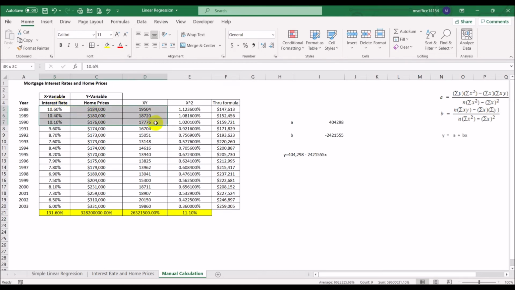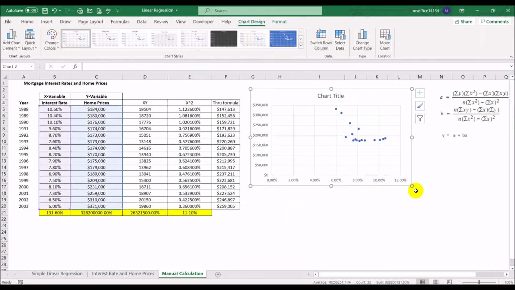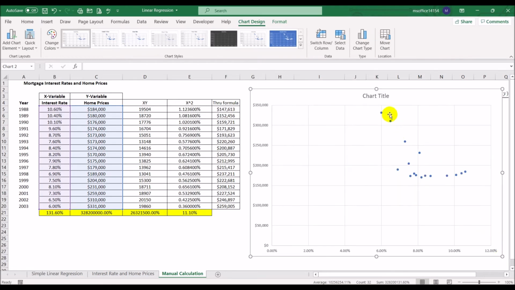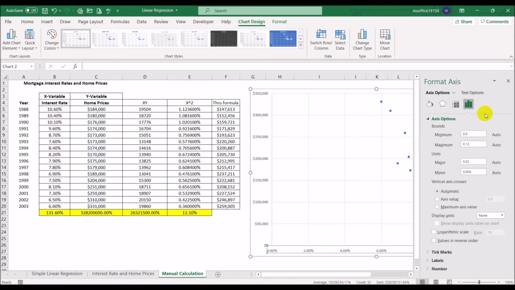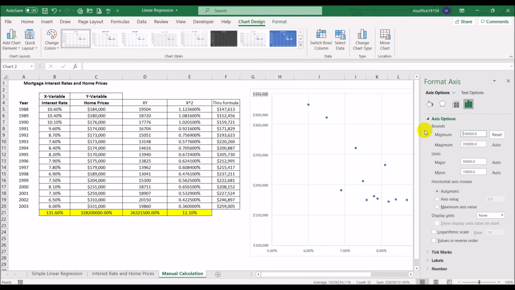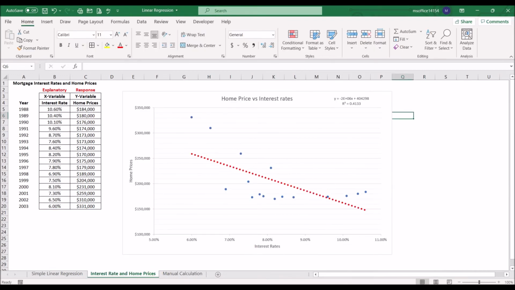Now what we'll do is go ahead and let me just plot these two first. I don't need this chart title, and we had decided that we will start this from 5%, and this we will start from 100,000. Okay, so that is the graph that we have over here without the trend line.